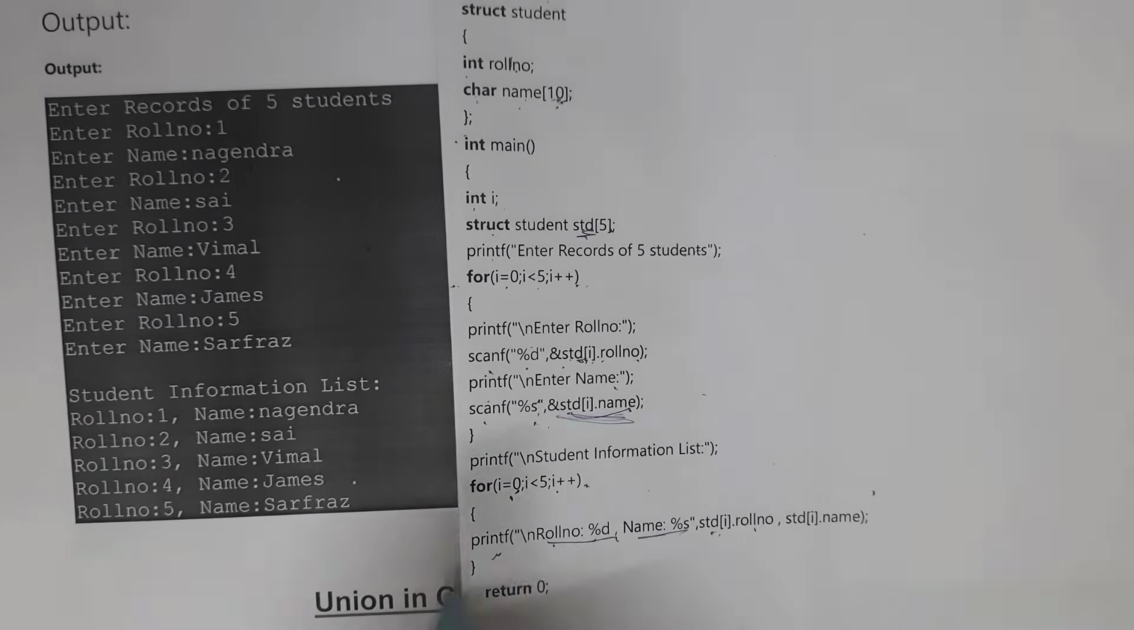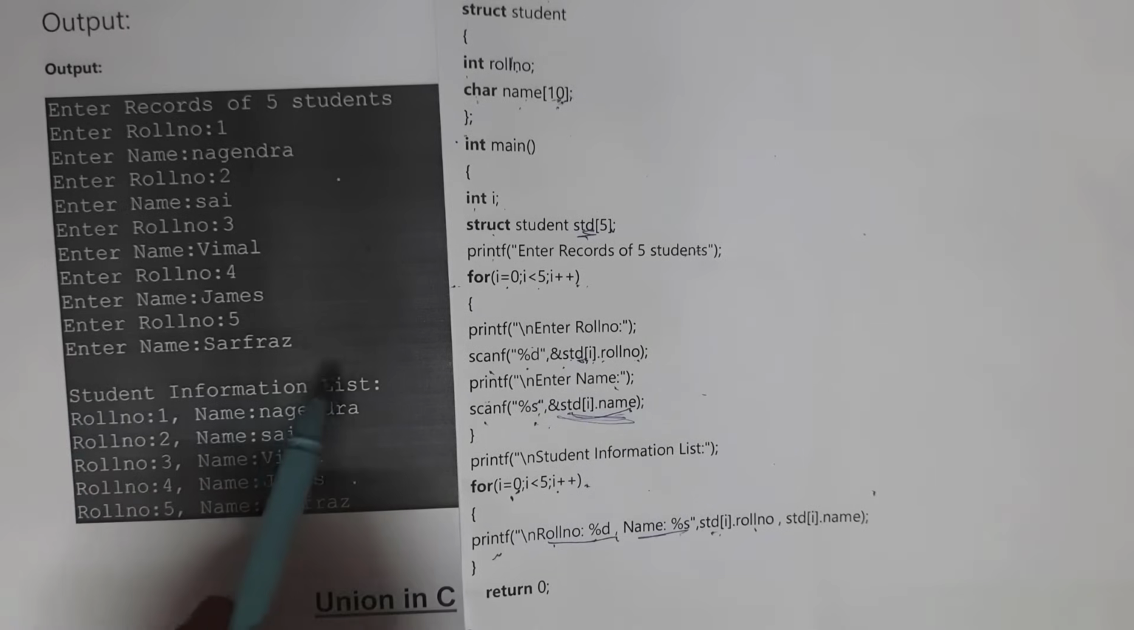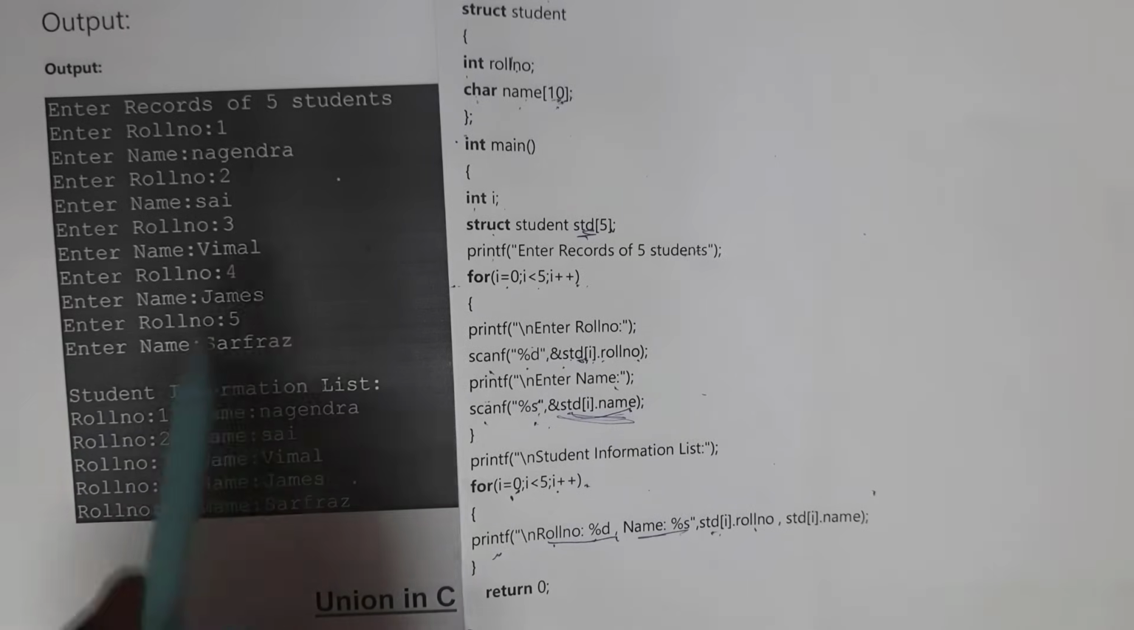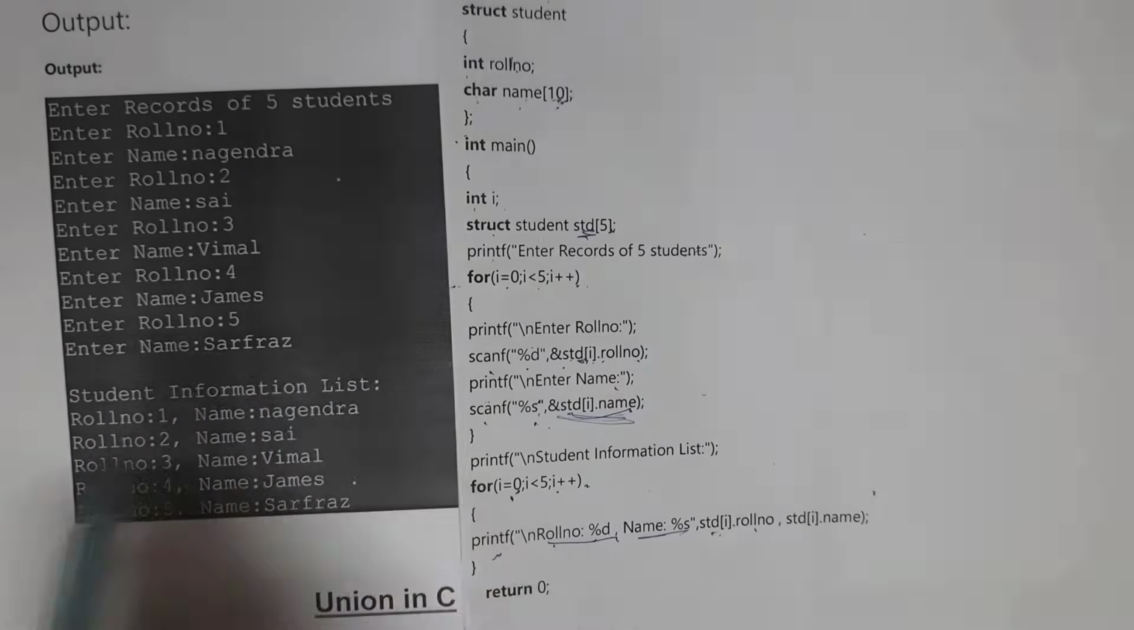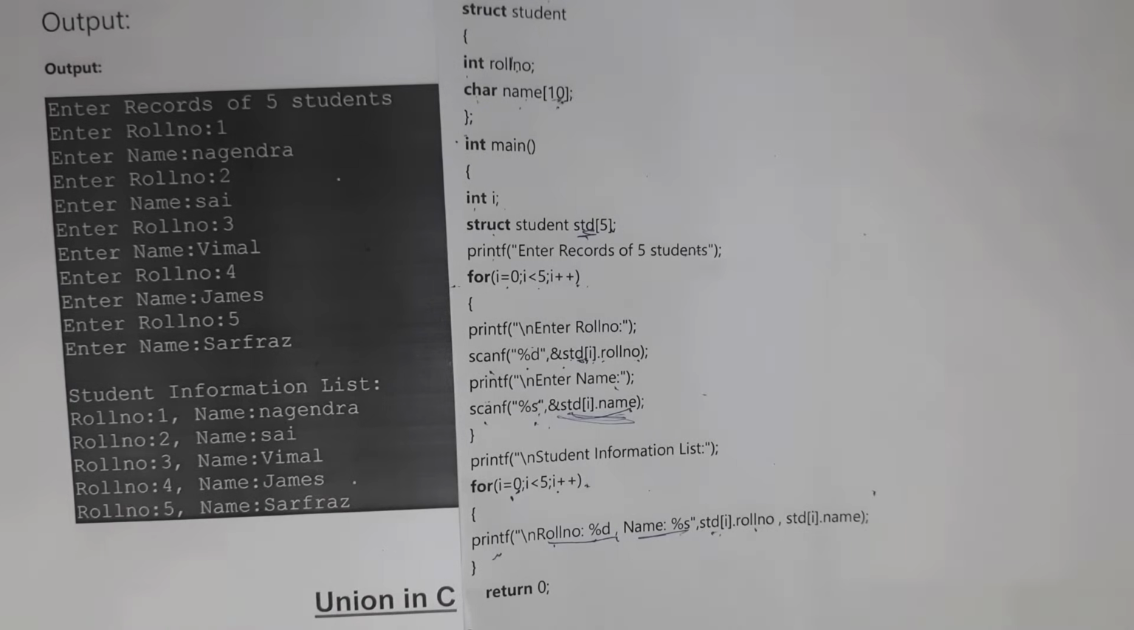After this I took another for loop. This is for output. So by writing this printf function, I will get output as student information list, roll number 1 Nagendra, whatever the details that I entered here, it will appear here. This is how we use arrays of structures.